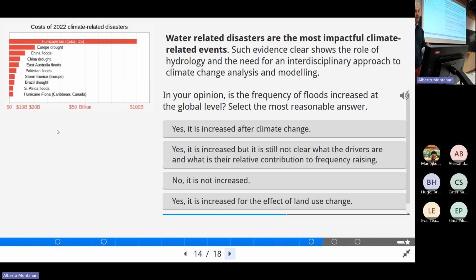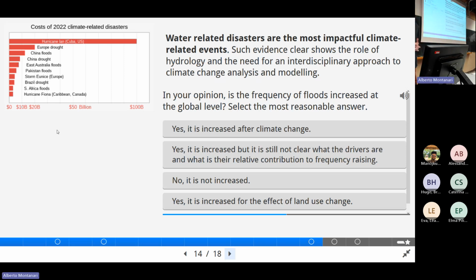So this is the cost of the disasters that occurred in 2022, divided by categories. And of course, these costs are estimated. There was a big cost associated to Hurricane Ian, and then there was a drought in Europe in 2022, you may remember it, and then some floods in China, a drought in China, and then you see the costs associated. And indeed, these are all disasters associated to water, so the question is relevant.